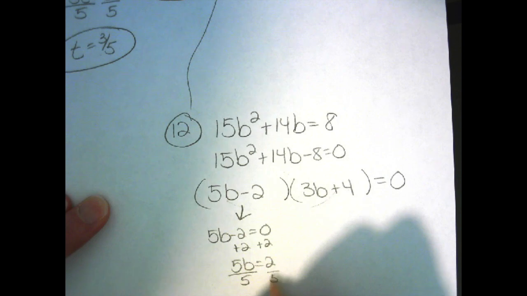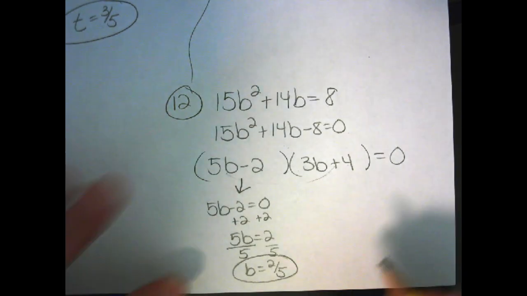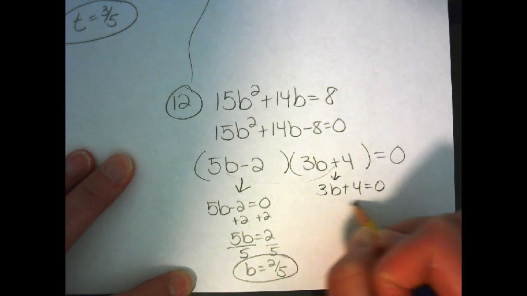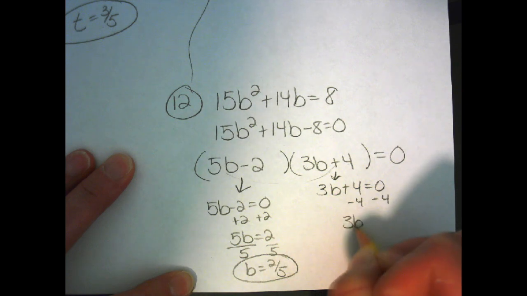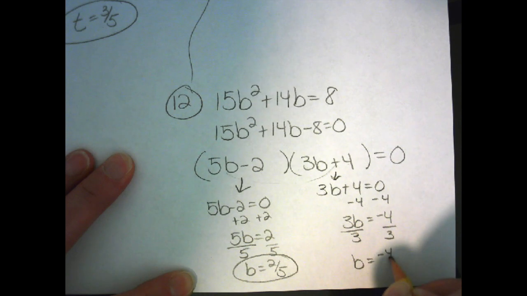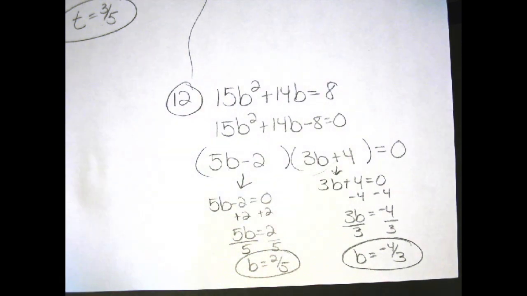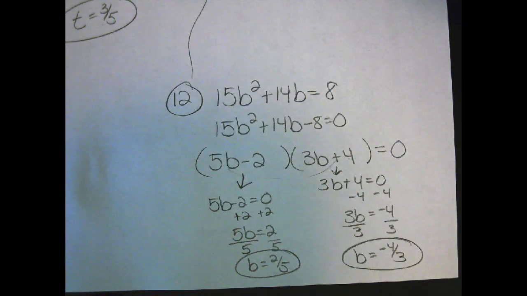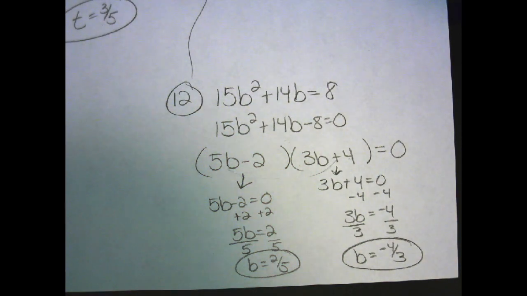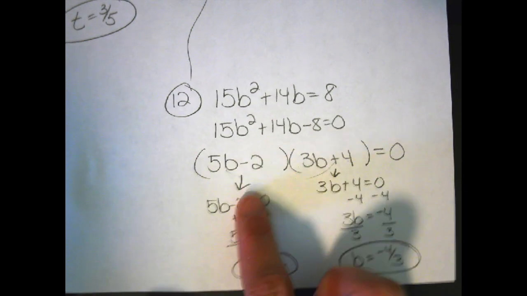So now I'm going to divide off the 5. And so there's one answer, 2/5. And then I'm going to set the other one equal to 0. I'm going to move the 4 over. And then I'm going to divide by 3. And remember, we will talk about what these solutions actually really mean, or why there are 2 instead of 1. So we'll talk about that in the next chapter. But right now, just really, really focus on getting this right combination and then setting each piece equal to 0 and solving.